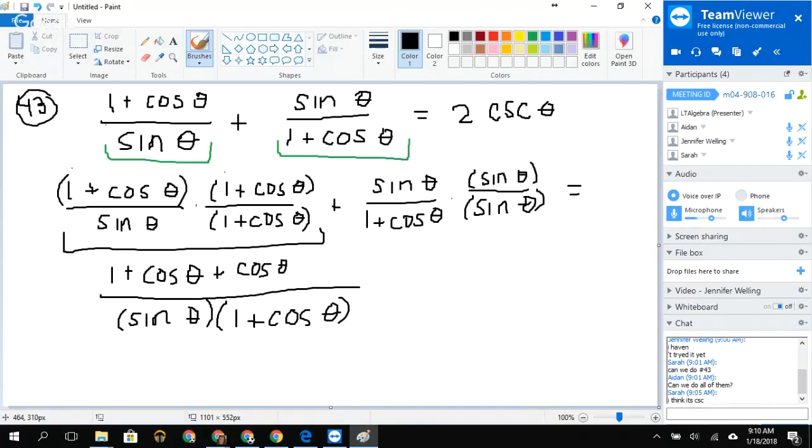It's going to get worse before it gets better at doing these, right? And then my last term is the cosine of theta times the cosine of theta, which is the cosine of theta squared.